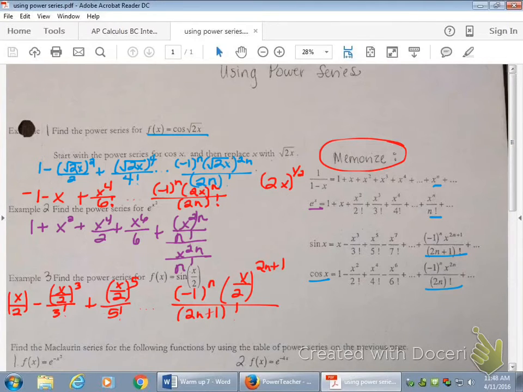This one, the simplifying is kind of weird, but it's not hard. We've got x over 2 minus, alright, I know that'd be an x to the third, and then that's divided by 8, so the 8 goes on the bottom with the 3 factorial, so it's 8 times 6, so that's a 48 on the bottom. Next one would be x to the fifth. The bottom would be 32, and then times the 5 factorial. So it'd be 32 times 5 factorial, which is 120. So you get 3840.